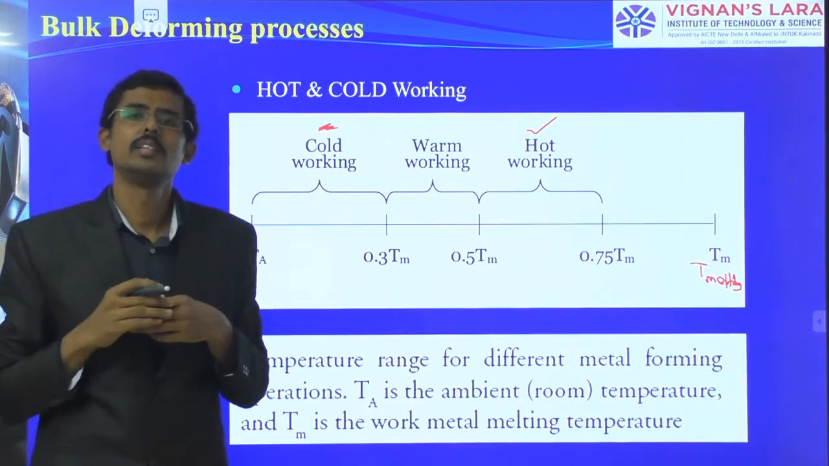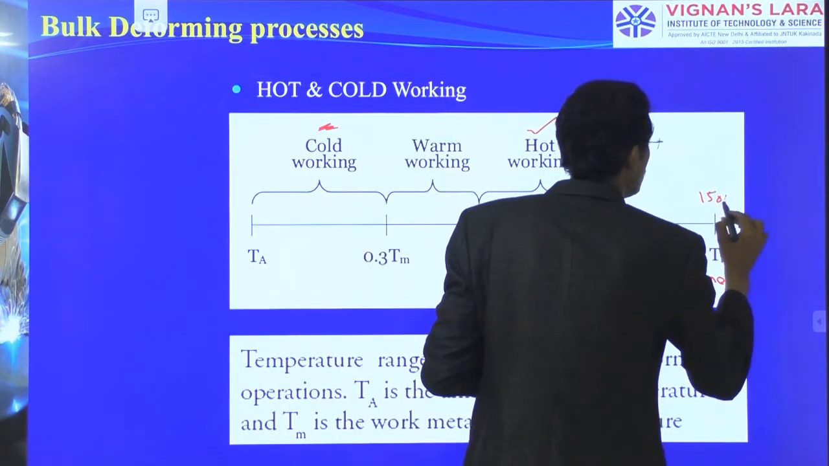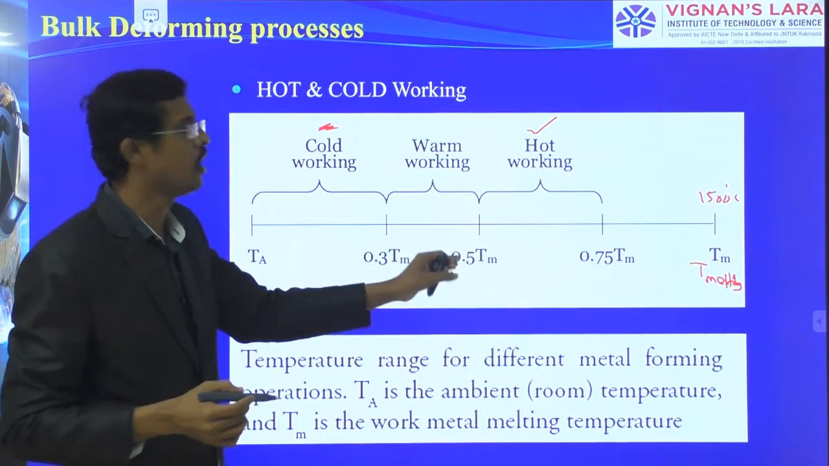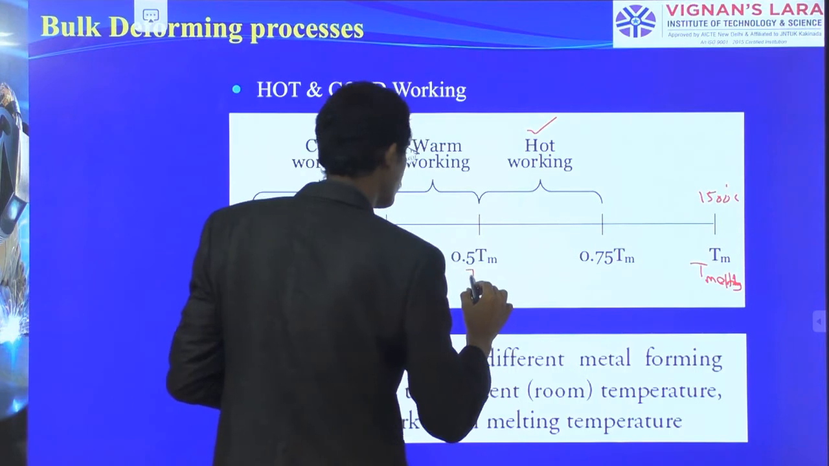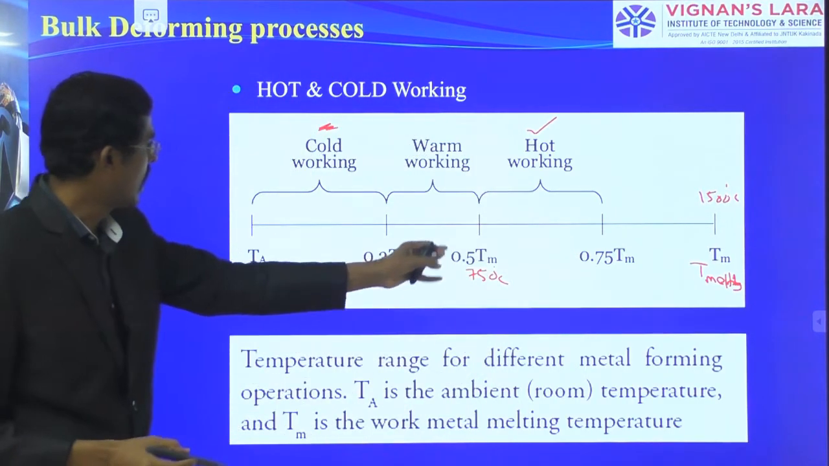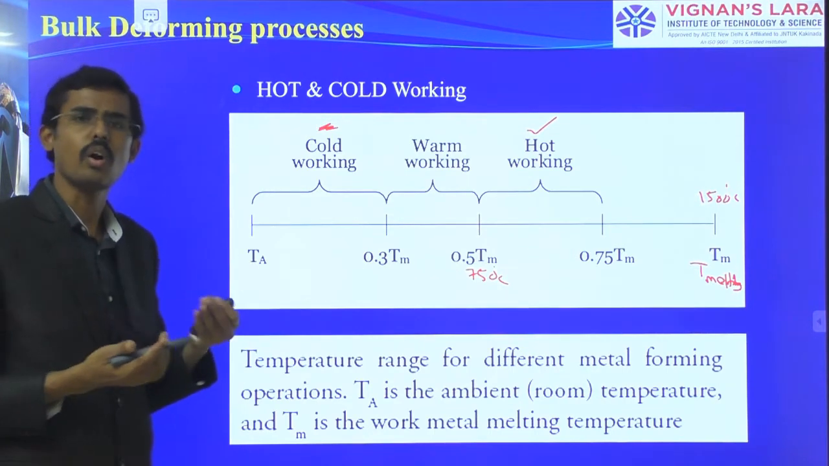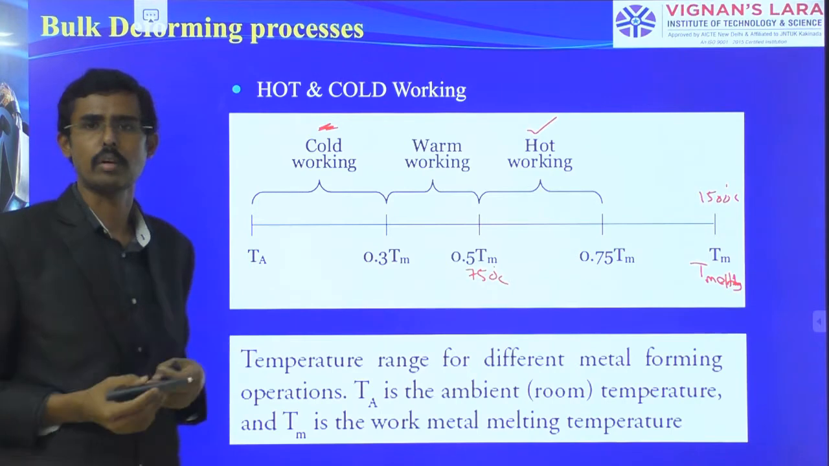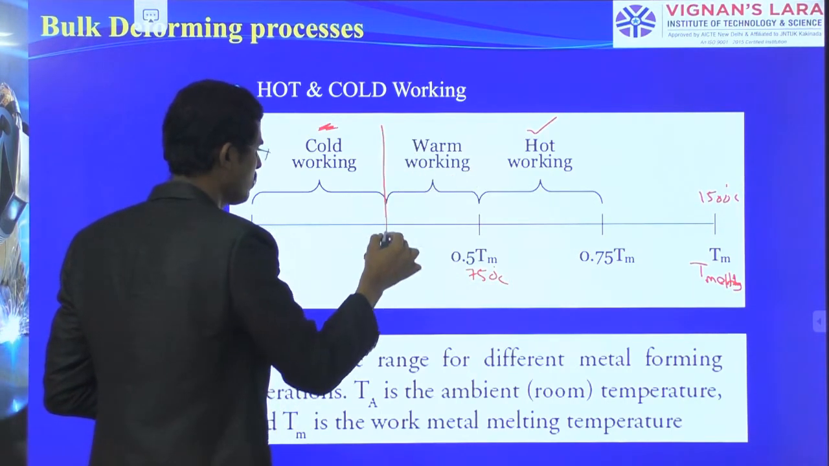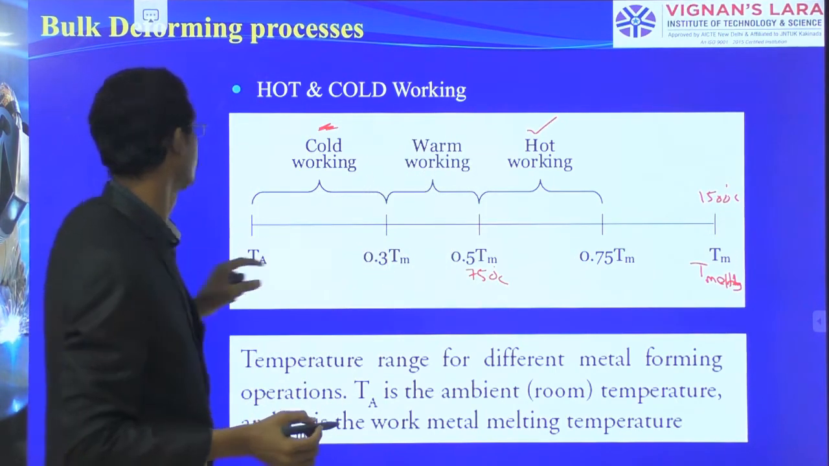For steel, 1500 is the melting point. So 0.75 of that, half of that, is about 750 degrees centigrade. And at 0.3, how much? Maybe 300, 400. So up to there it is cold working treatment, then up to 750 it is warm working treatment. We are dividing like this, and accordingly we should have a look.